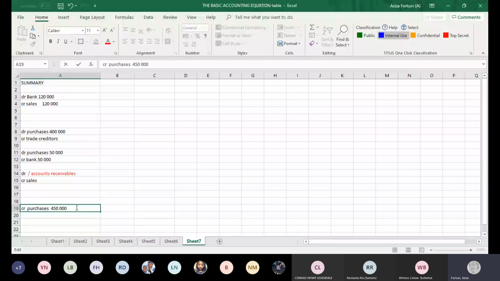to nil. So then I'm going to debit my cost of sales, and my cost of sales they gave me was 240,000. So the balancing figure would then be my inventory. So I'm going to debit the inventory, which is my balancing figure. 450 minus 240 is 210,000.